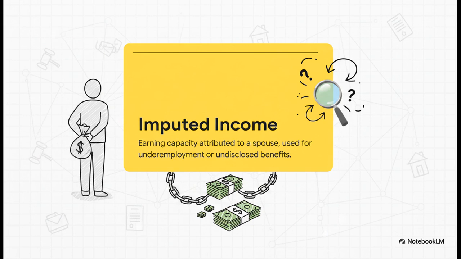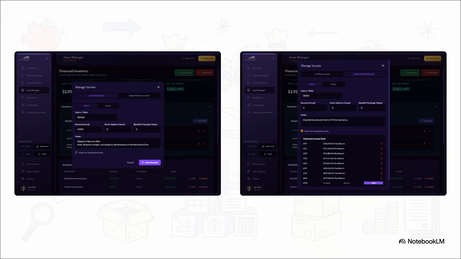Now, a term that comes up quite a bit in tricky situations is imputed income. If you're not familiar, this is basically the earning capacity attributed to a spouse, rather than what they are actually declaring. It gets heavily utilized when you suspect someone is voluntarily underemployed, or maybe they're getting undisclosed financial perks from a business. Let me tell you, this is a massive leverage point when someone is actively trying to hide their true earning power. And the software handles this beautifully.